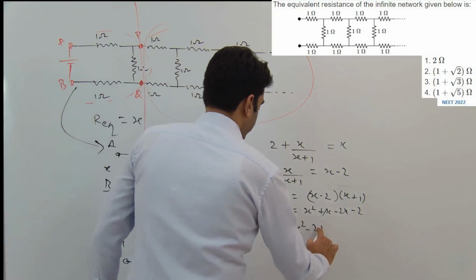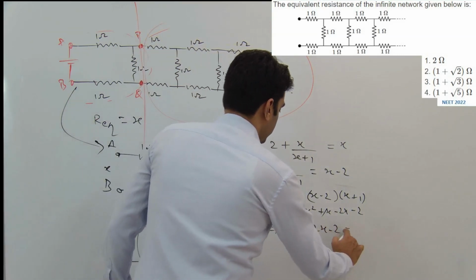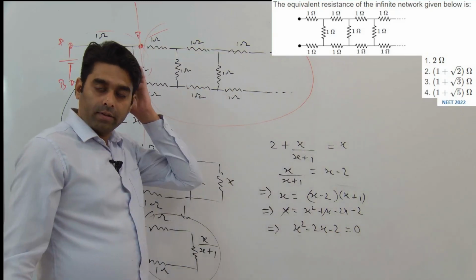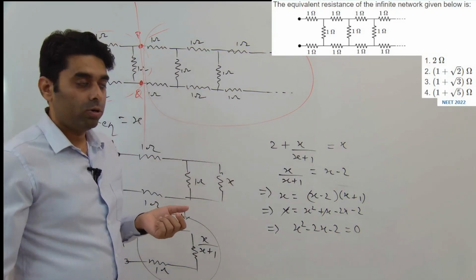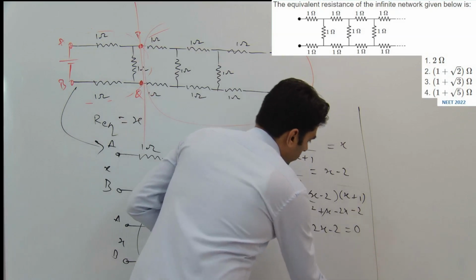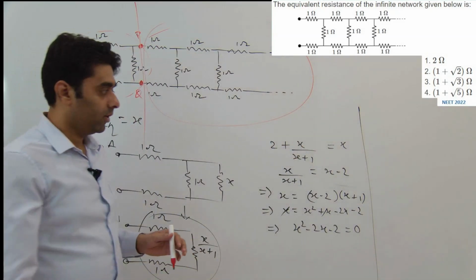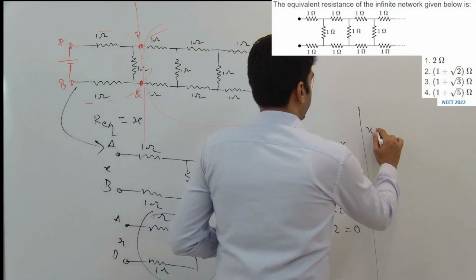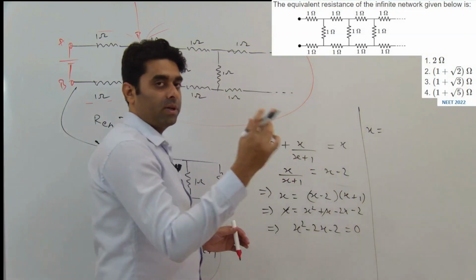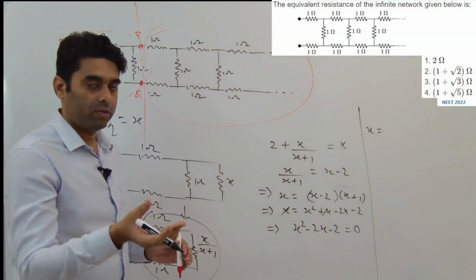x² − 2x − 2 = 0, right? This is the quadratic we have got. Let us find out the solutions for this quadratic. The solutions for this quadratic, is it visible there? Yes. So for this quadratic, we can write x = (−b ± √(b² − 4ac)) / 2a.